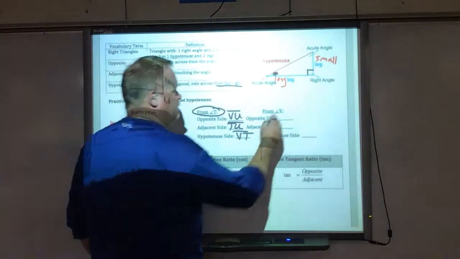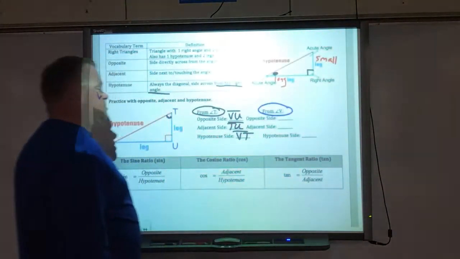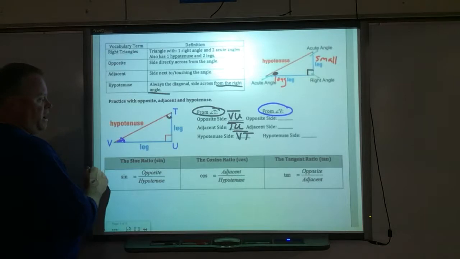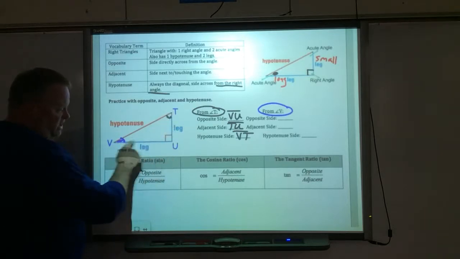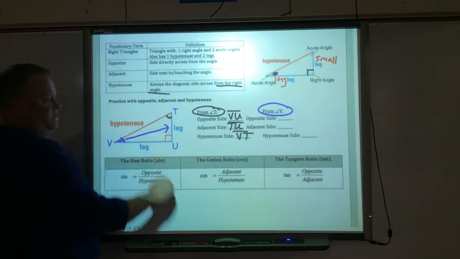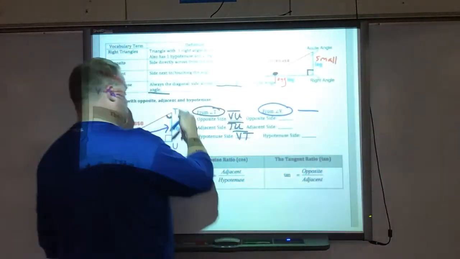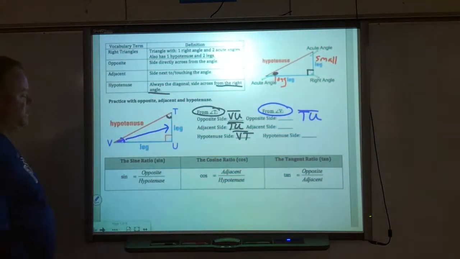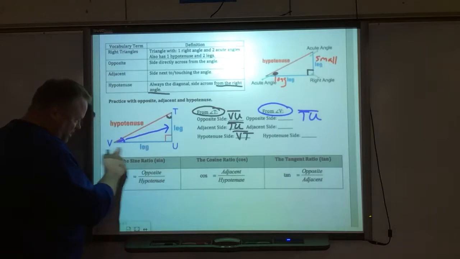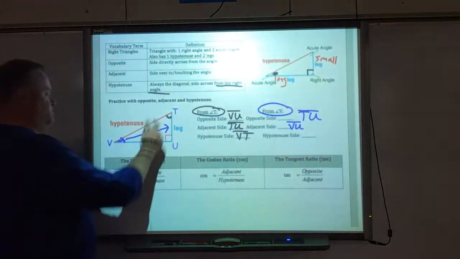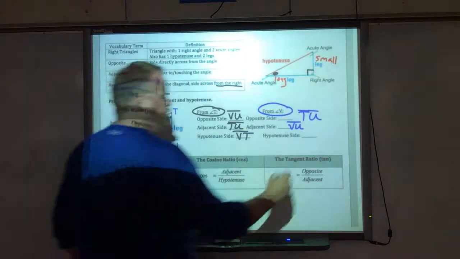From angle V. From angle V. What is the opposite side? Well, from angle V, which I'm going to do in blue, is this one right here. Well, the opposite side. Well, that is over here. Opposite of that angle is all the way over here. So that is side TU. The adjacent side next to it is going to be this one right here. So it is VU. And the hypotenuse is still the hypotenuse. That is VT.